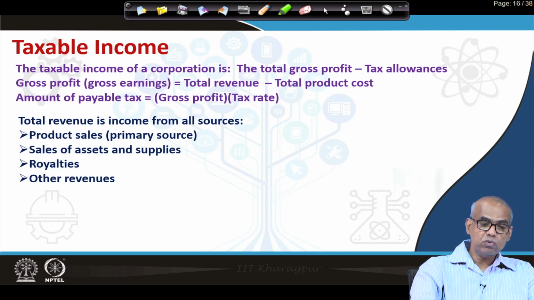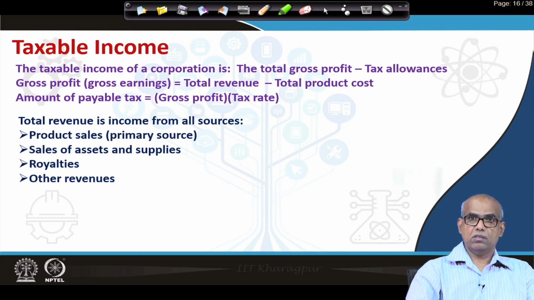Now, total revenue is income from all sources, although the primary source is the sale of products. But apart from product sales, the other sources of revenue are sales of assets and supplies, royalties or any other revenues.